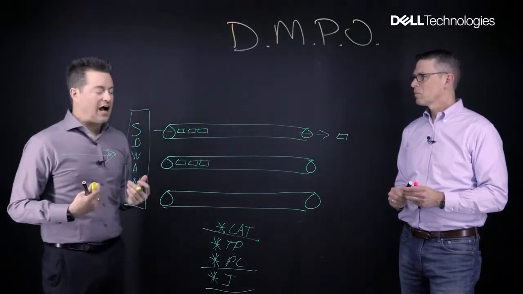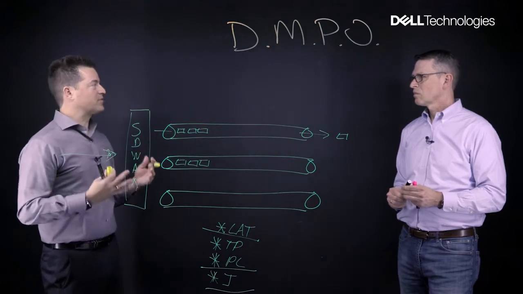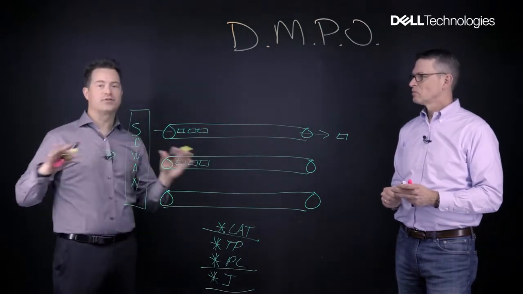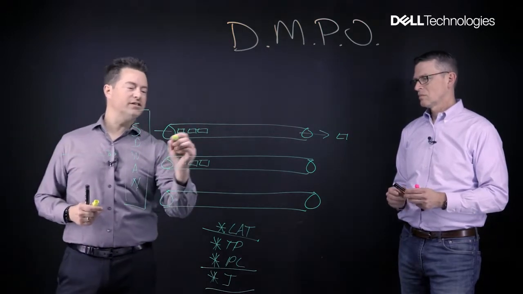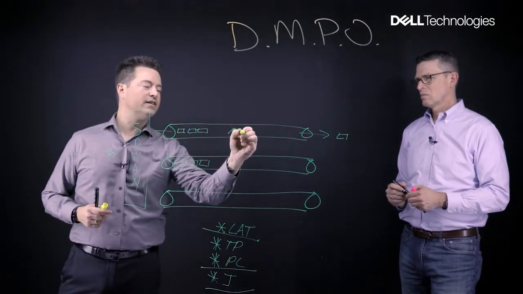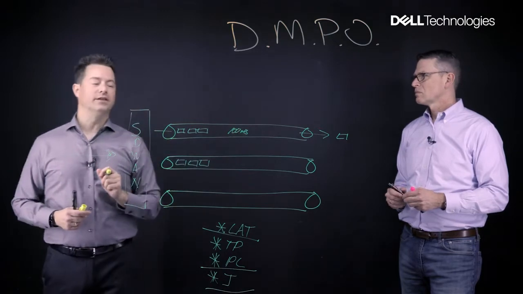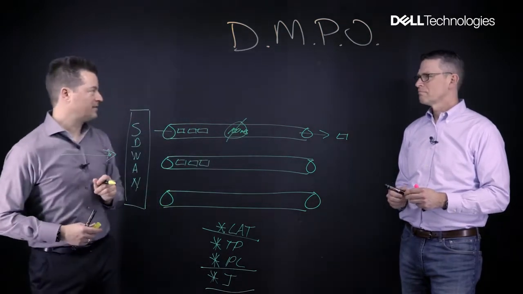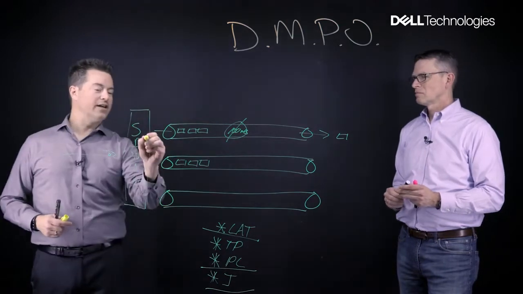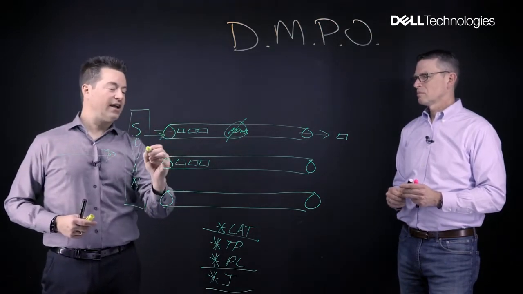Yeah. I came from a world where voice was absolutely paramount. Voice calls absolutely could not come down. So what's really awesome about this is that let's say this link here is a 100 megabit link and it's operating beautifully. And all of a sudden, boom, it goes completely offline. I needed a solution where I could look at this link and say, hey, it's gone offline.